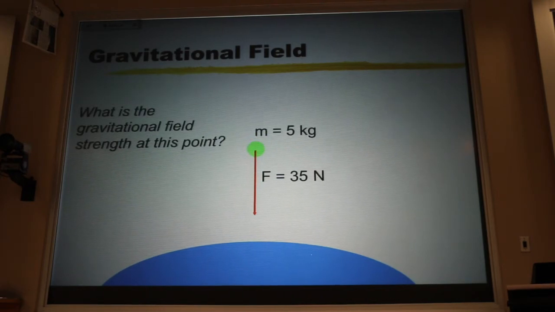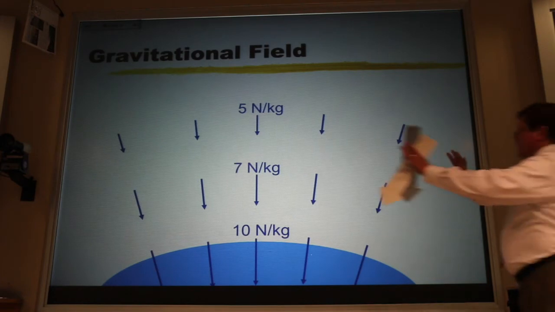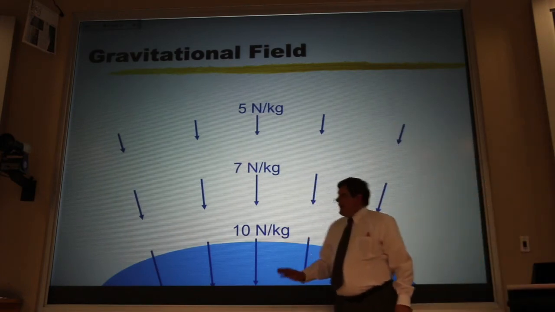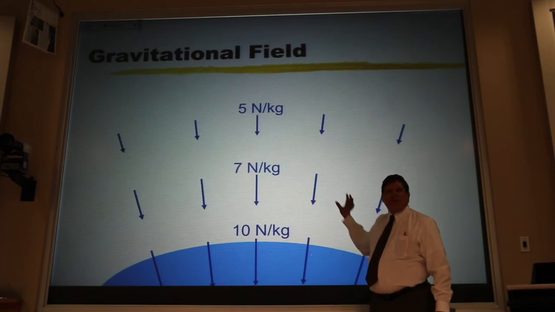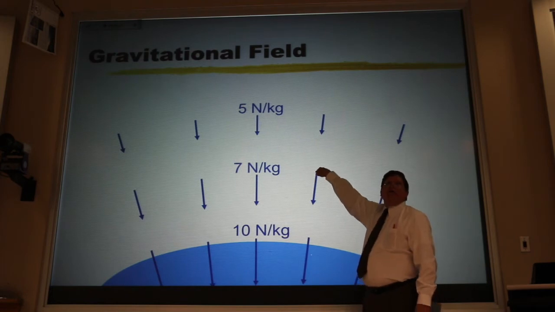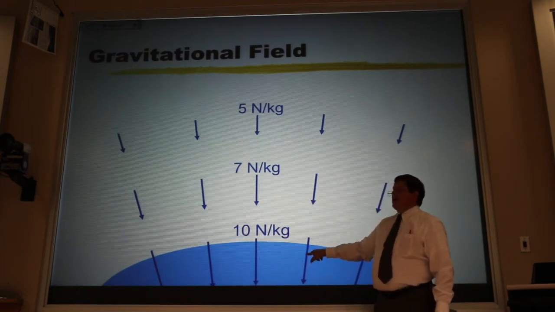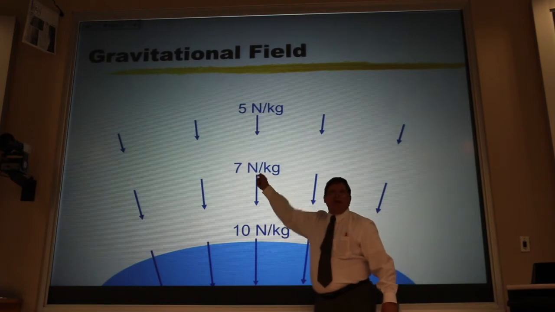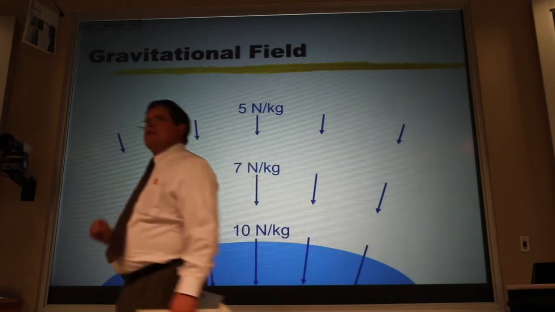Now, what if I told you that a mass of 5 kilograms experiences a force of 35 newtons? What would the blue vector be? 7. It would be 7 newtons for each kilogram. And so the gravitational field of the Earth looks like this. There's nothing out here being pushed. But if I put something there, I could find the red vector, the push, by just taking the number of kilograms and multiplying it by 7 newtons for each kilogram.